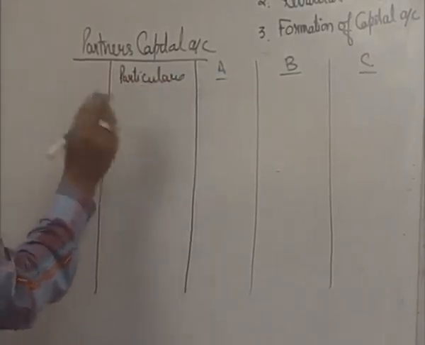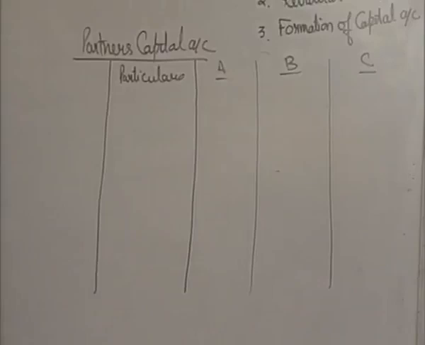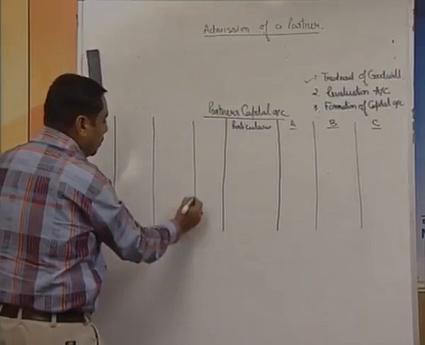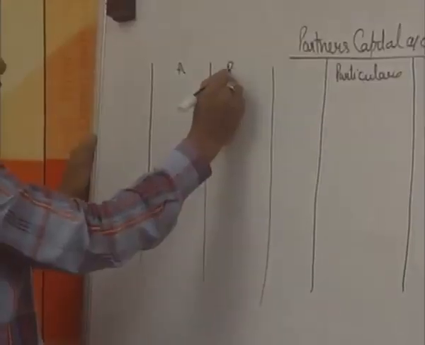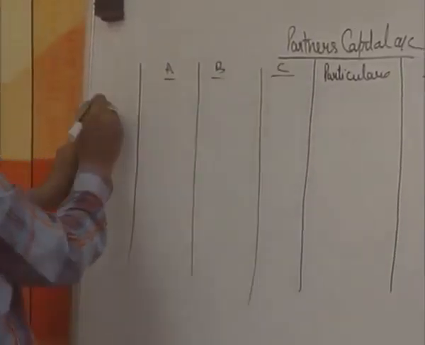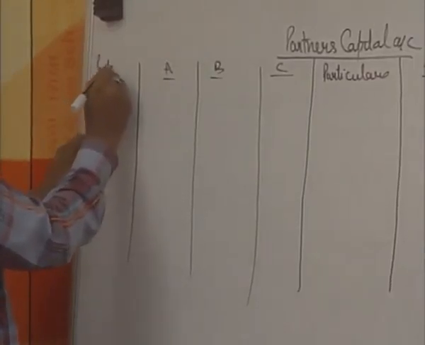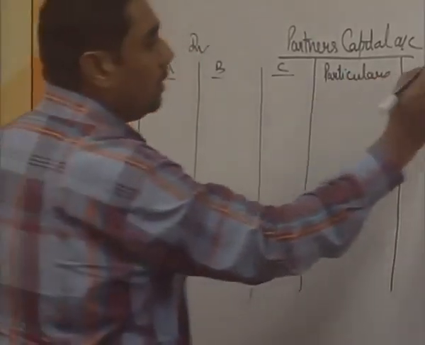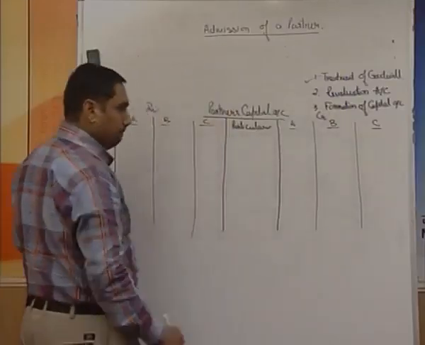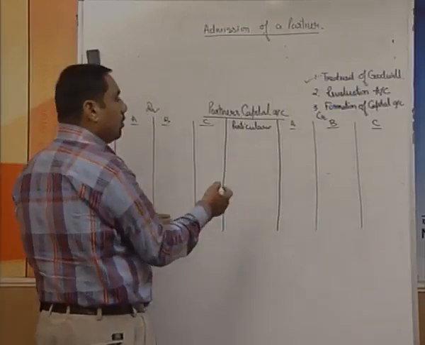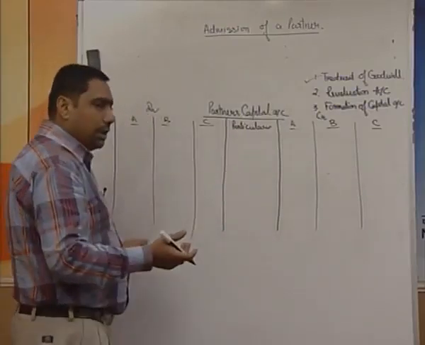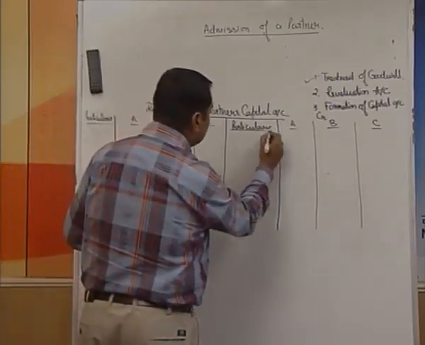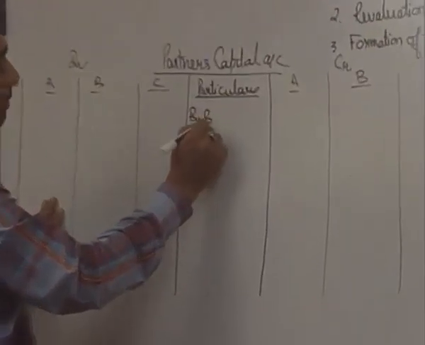Same is the case on the debit side also, one column for particulars, and we are going to have three columns for the names of the partners. This is A, B and C. Again, this is our particulars. You know, this is the debit side and this is going to be the credit side. We expect that we are always going to have the credit balance, but it can be a debit balance also depending upon the question. So, the very first thing we are going to do is, we will write by balance brought down.